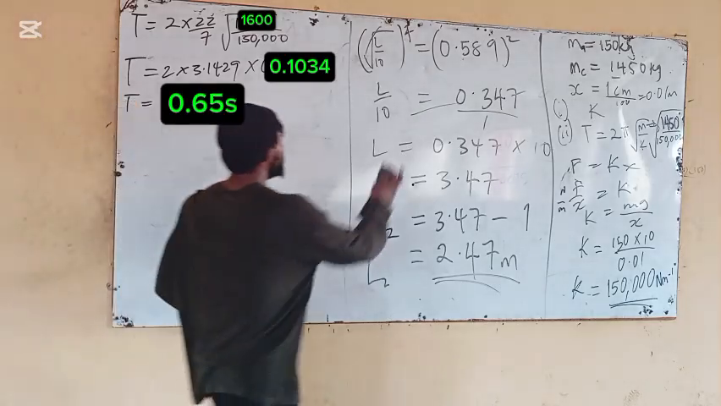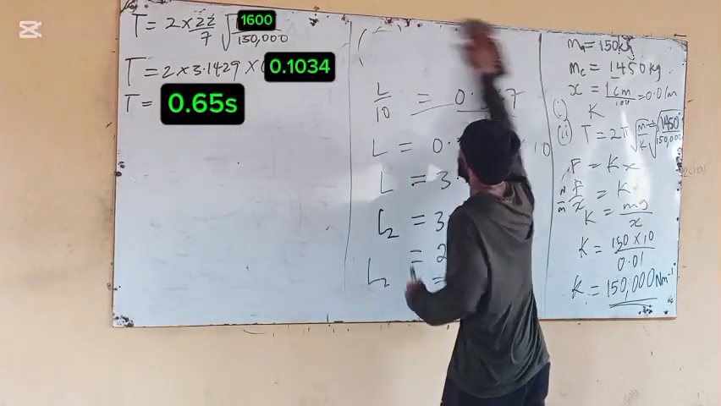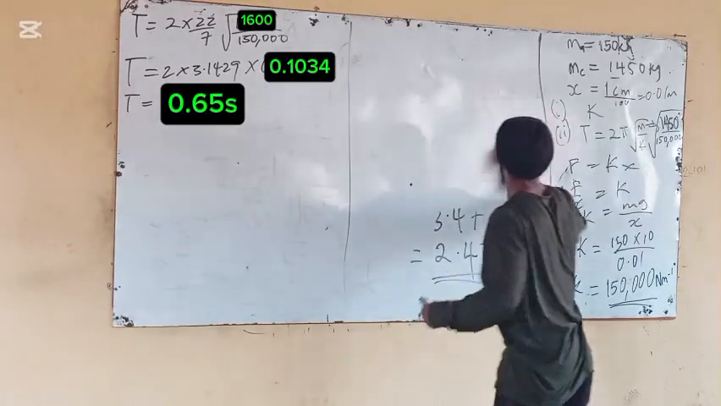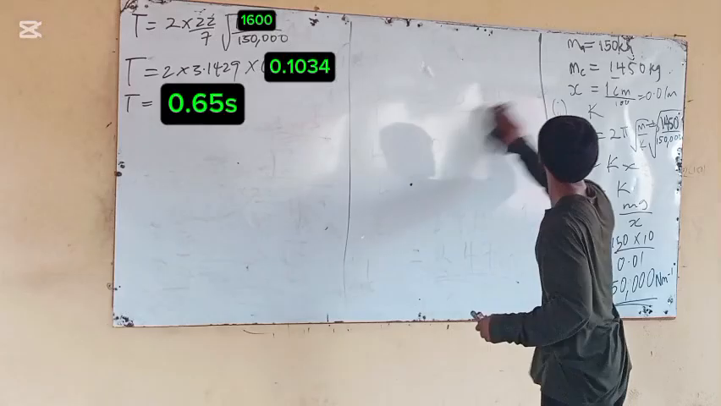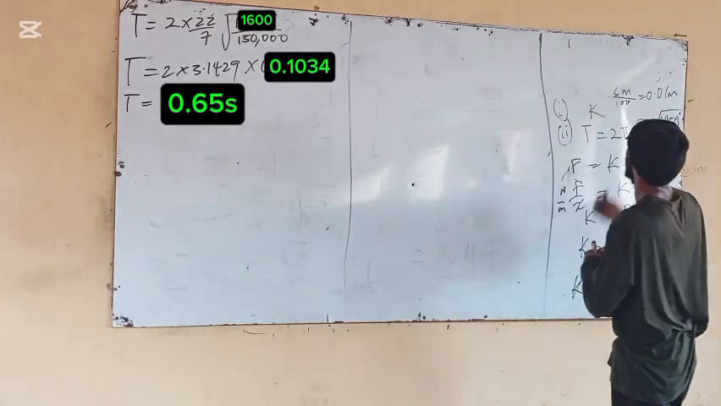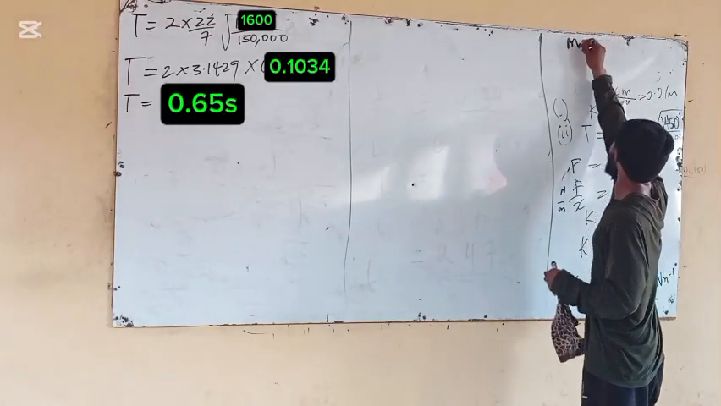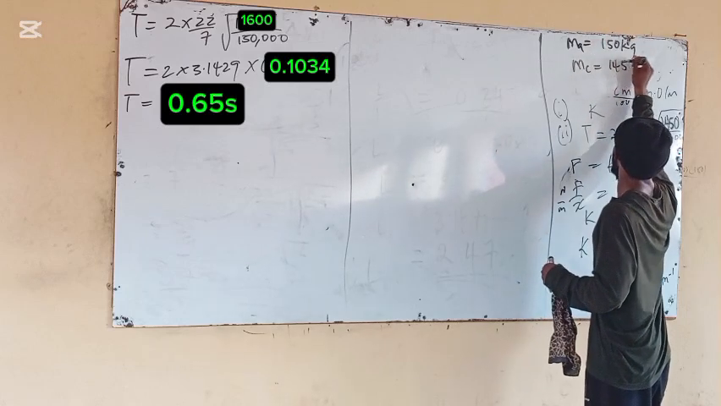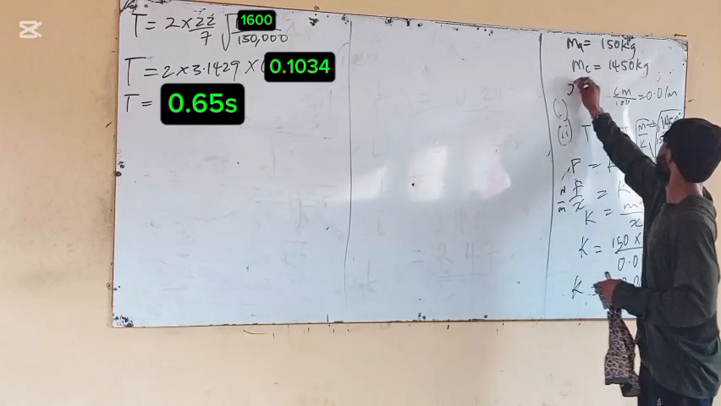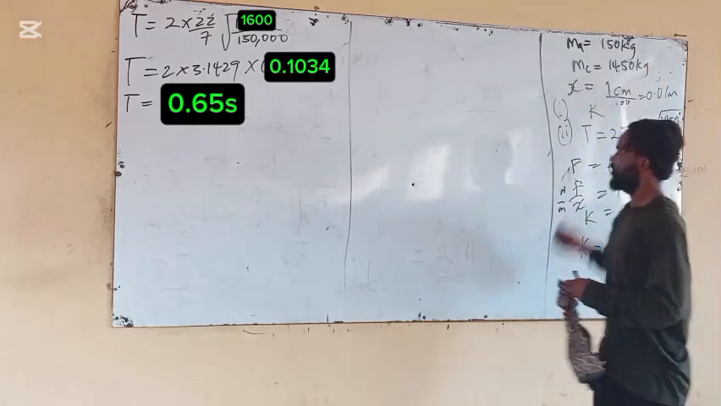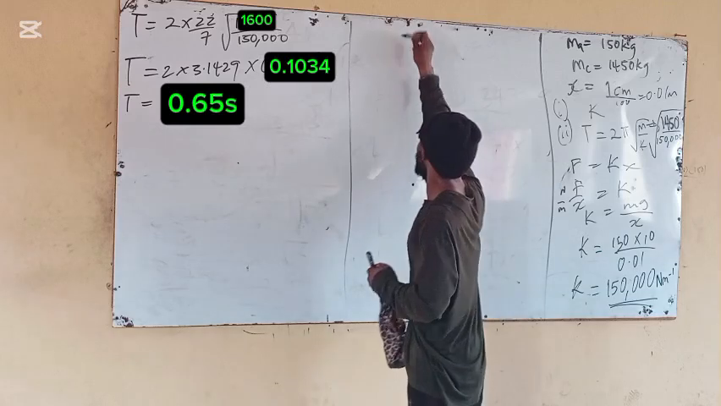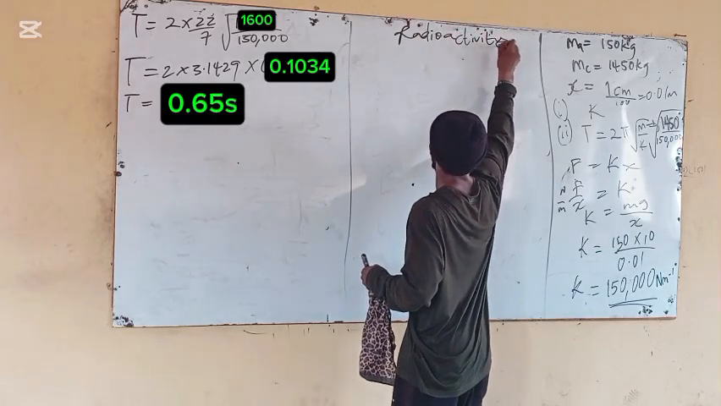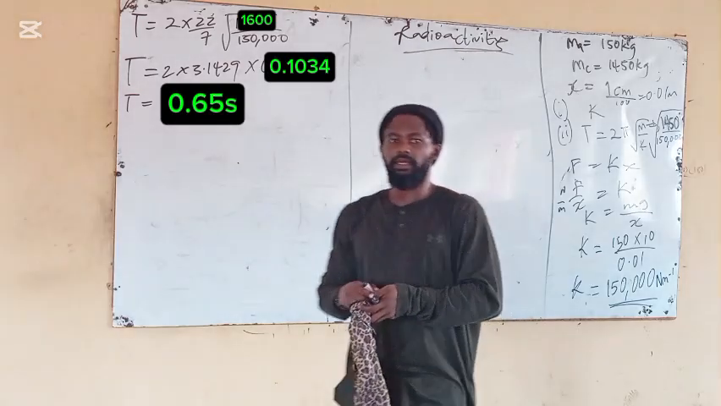Alright. So let's now move to the activity, which is chemistry. Sorry, MA was 150 kg. MC was 140. Now let's do the activity.